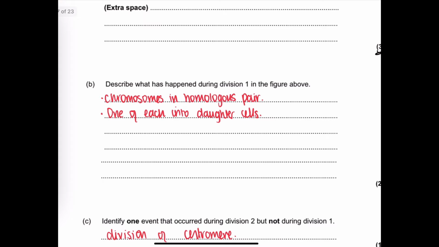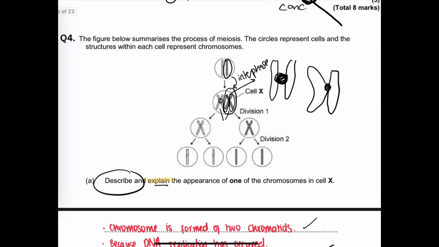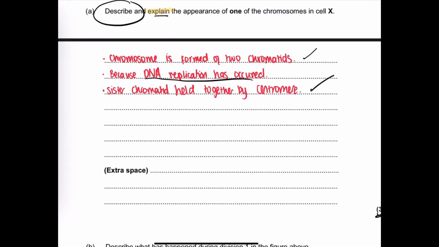So B, describe what has happened during division 1 in the figure above. We can see here it's division 1. Each one goes away to a different cell. Chromosomes in a homologous pair, which means they are the same, are paired together, and then each one of them goes to its own daughter cell, and this is a haploid number.